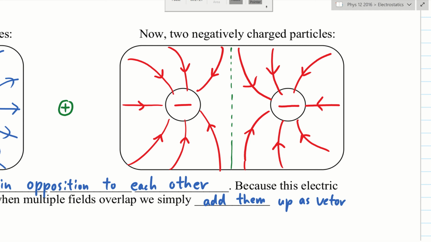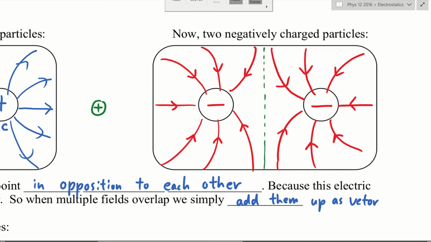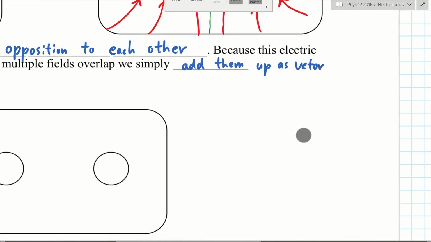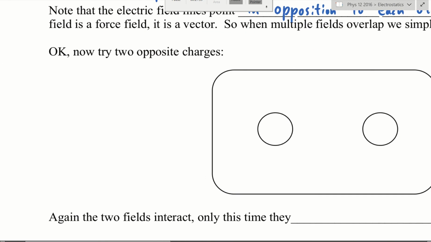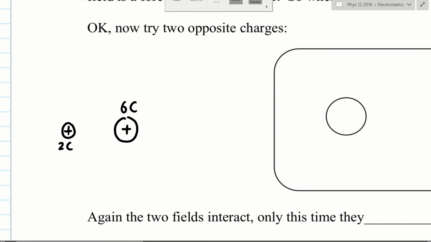Now, what if they are not exactly the same size? What if one of them is a lot stronger than the other one? That could happen, right? A lot of people naturally would wonder, let's say you have two positive charges, but what if one of them is a lot weaker than the other one? What if one of them is 2 coulomb and the other one is like 6 coulomb? How will you draw something that is unevenly strong in this case?